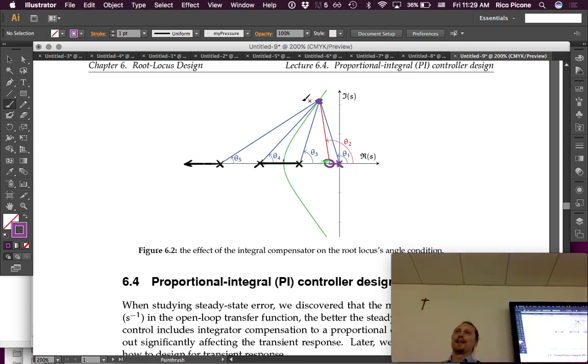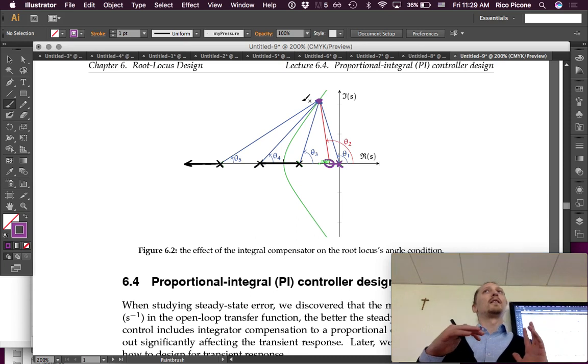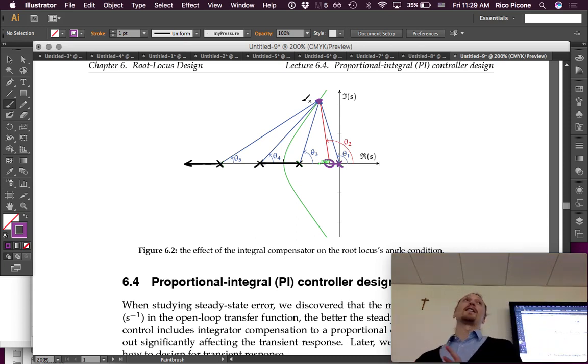So that's sort of like the aha for integral compensation, is that we can get the steady state error improvement by adding the integrator without really affecting the transient response that much, without really affecting that root locus that much.